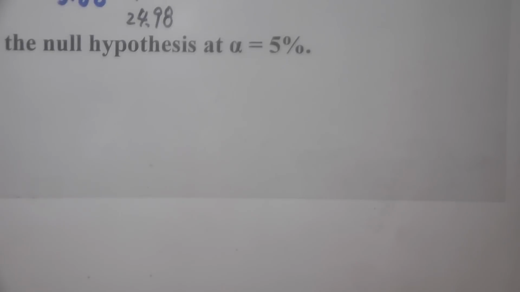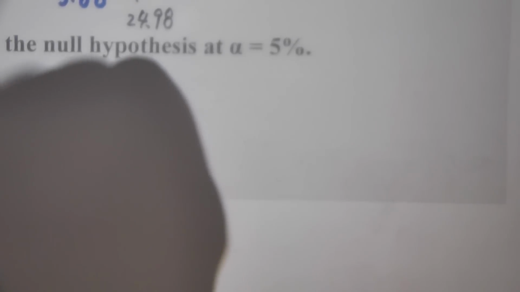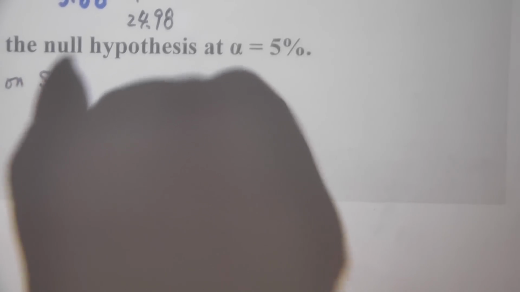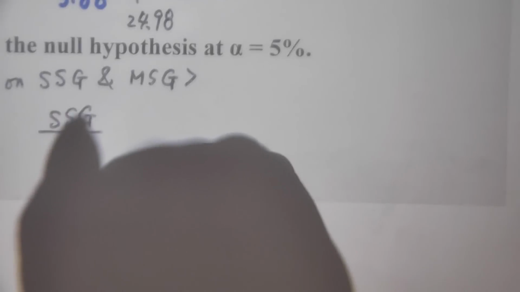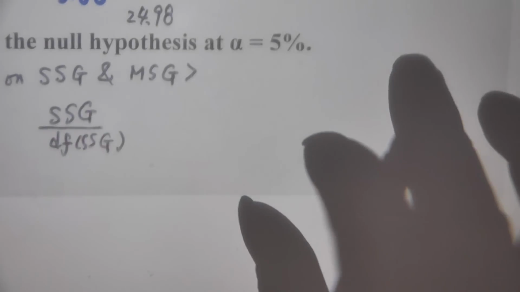Okay? Now, furthermore, I want to discuss the relationship about SS. Comments on the relationship between SSG and MSG. SSG divided by degree of freedom of SSG is MSG.